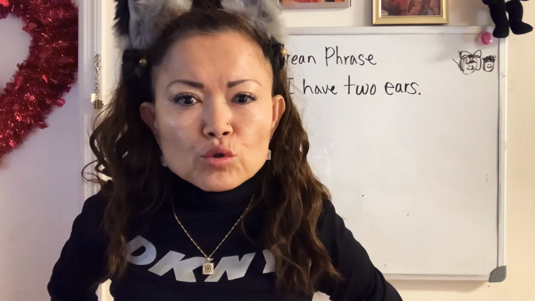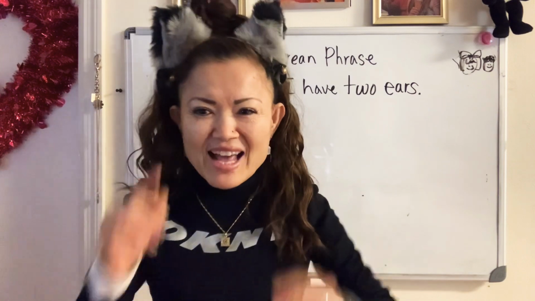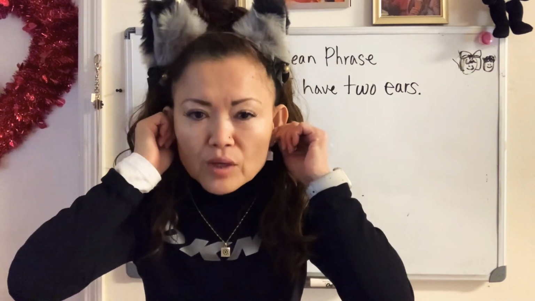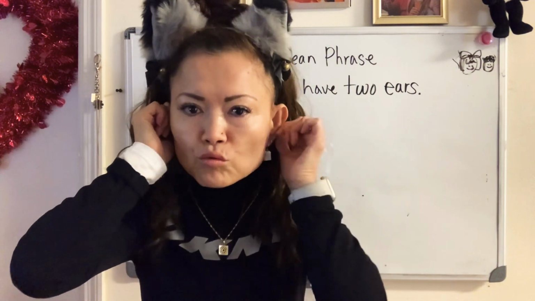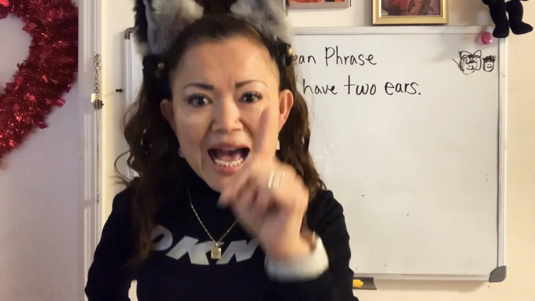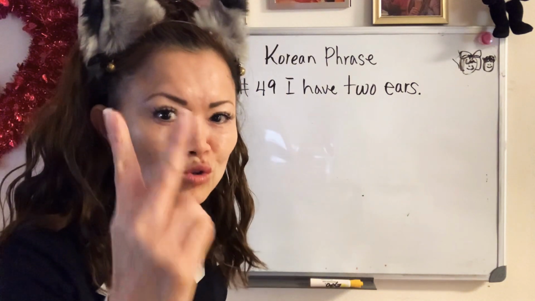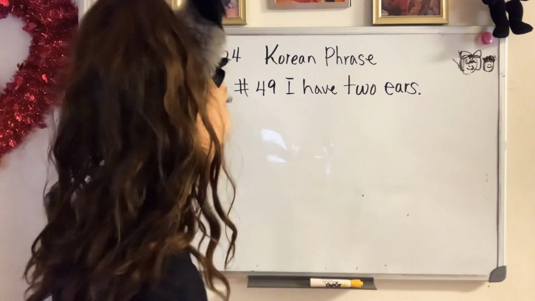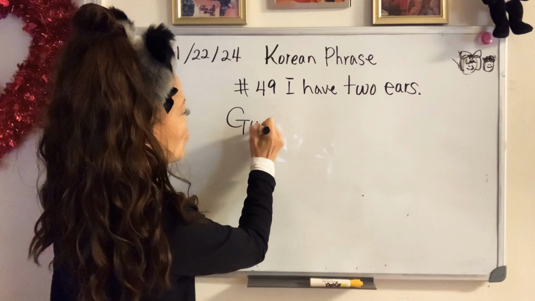It sounds like 구 with the vowel E. 귀, 귀, fast. 귀는 how many? 둘이요. 귀는 둘이요. Please remember, 하나, 둘. Very good. 귀는 둘이요. G sound with 귀.